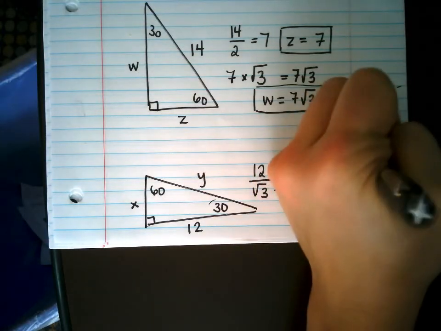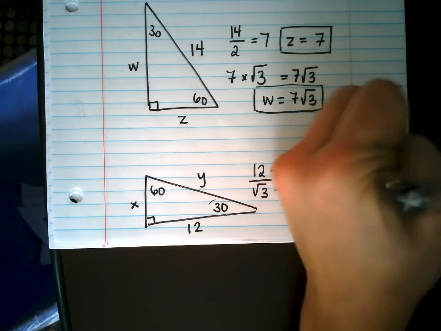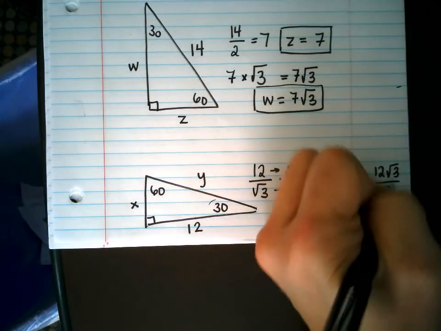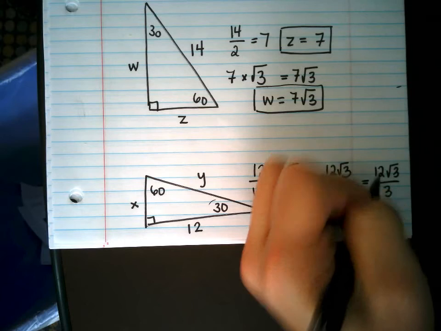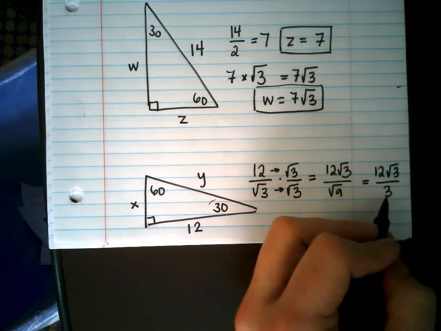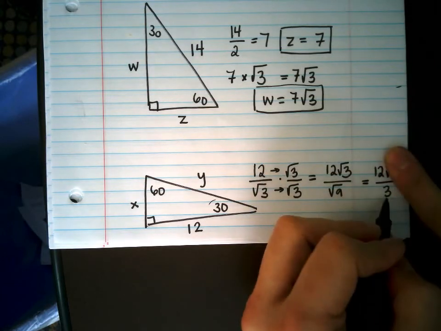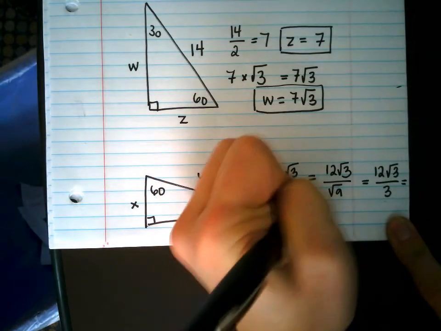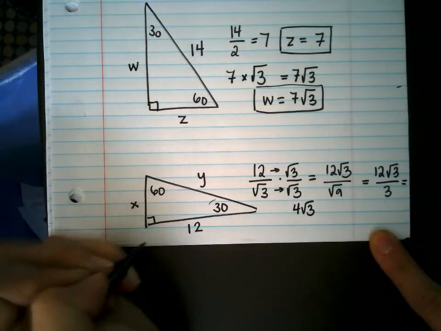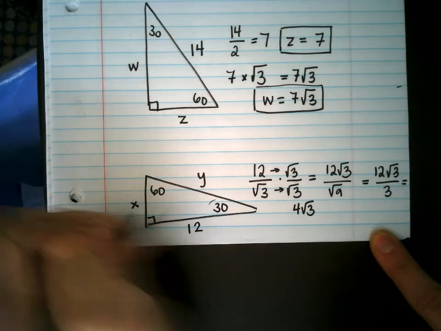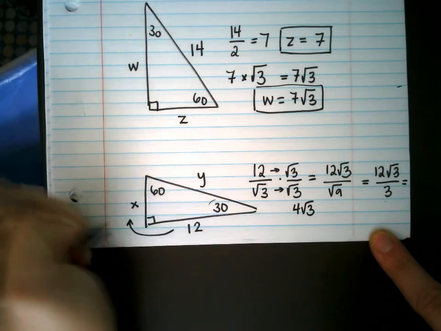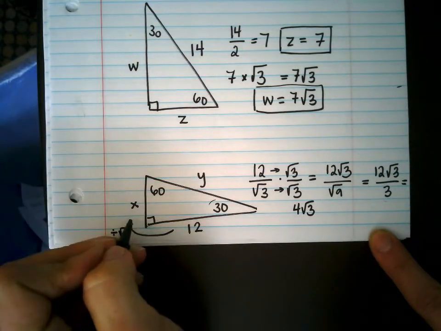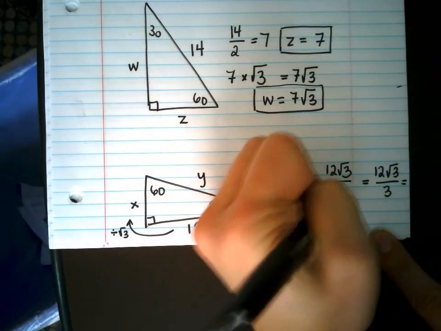So 12 times radical 3 on top over 3 on the bottom. And then I can simplify the numbers, the coefficient of the radical and the denominator of the fraction. We can reduce that fraction. So I end up with this being equal to 4 radical 3. So in this case, x, the base, I divided by radical 3 to get to the base. So this is equal to x.